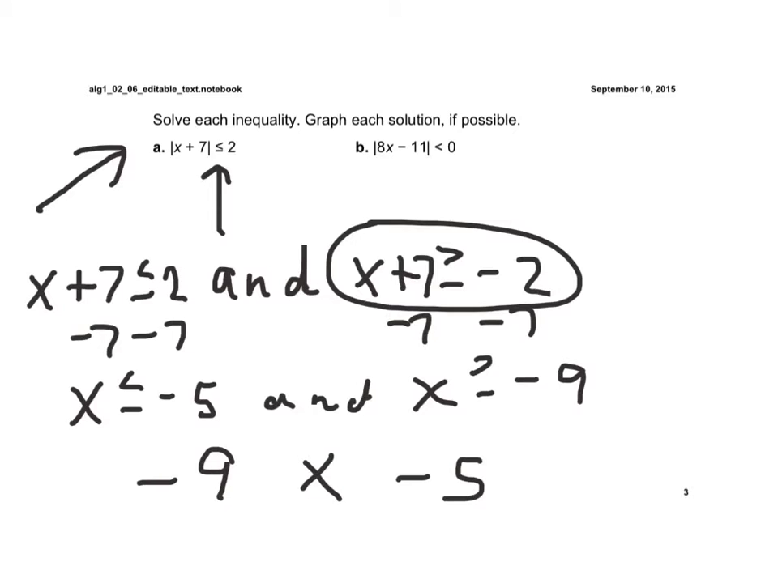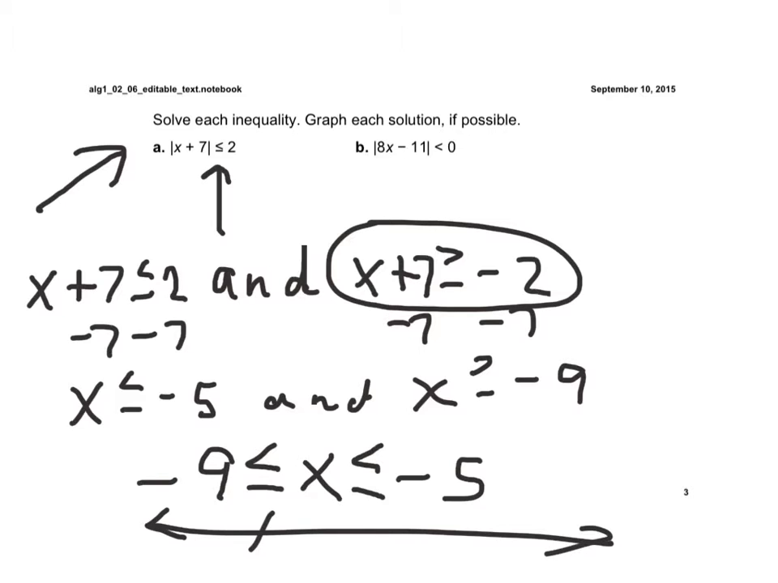And then again, when I compare the x to the negative 9, the big mouth is open to the x. And here, the big mouth is open to the negative 5. And then if you were asked to graph, we just go from negative 9 to negative 5, be closed and shaded in between.